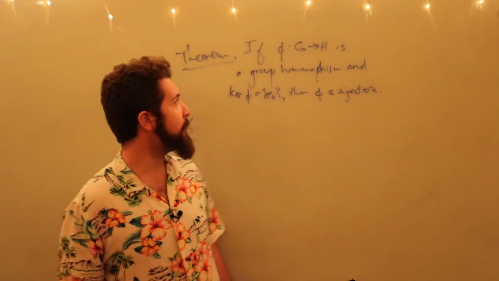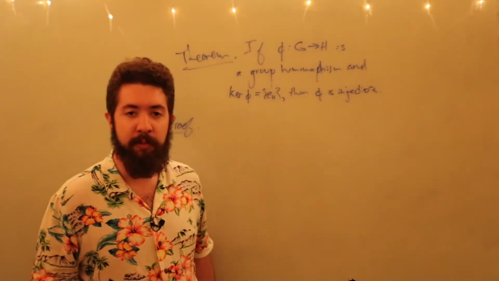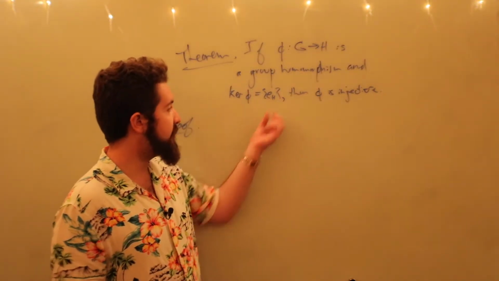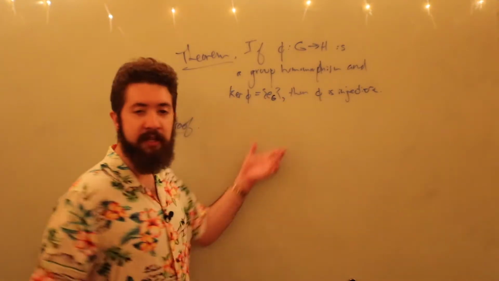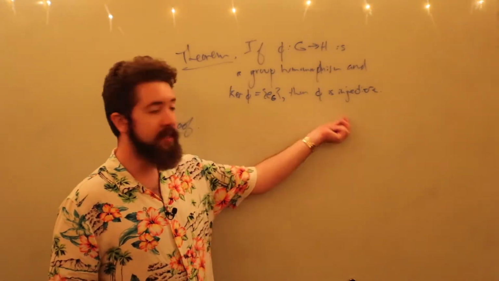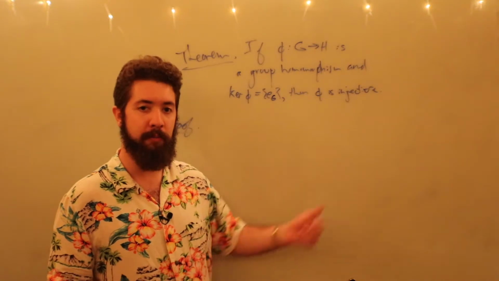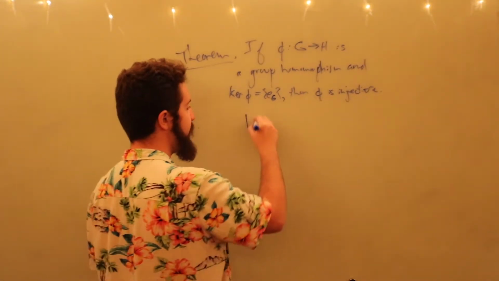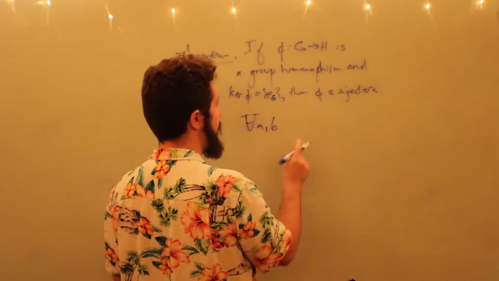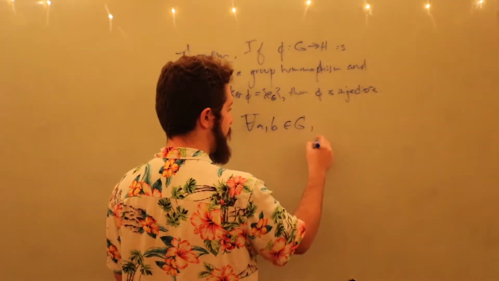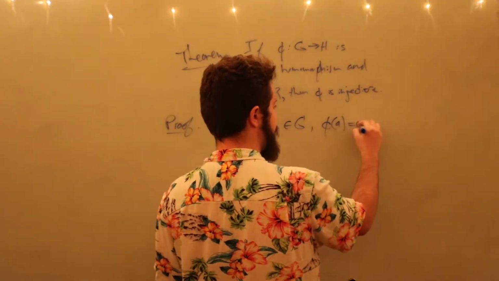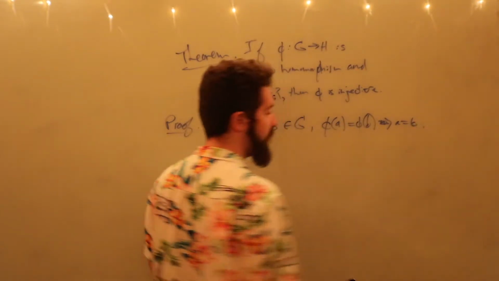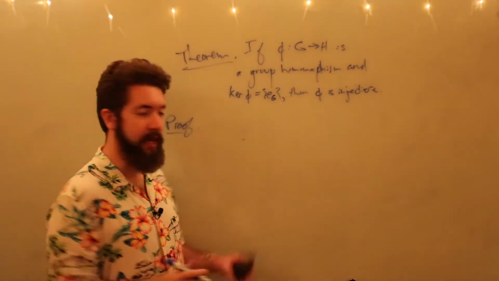Alright, another cool theorem. If phi is a group homomorphism from the group G to the group H, and the kernel of phi is just the identity element in the group G, then phi is injective. In other words, phi is a one-to-one mapping. So to show that it's injective, we have to show that for arbitrary elements A and B in the group G, we have phi of A equals phi of B implies that A equals B. Can we show this? Yes, we can.